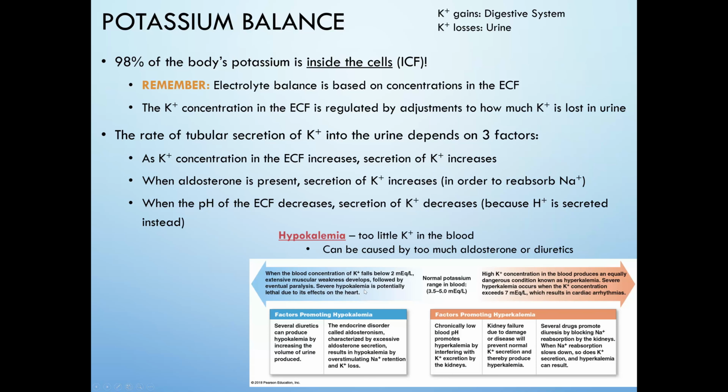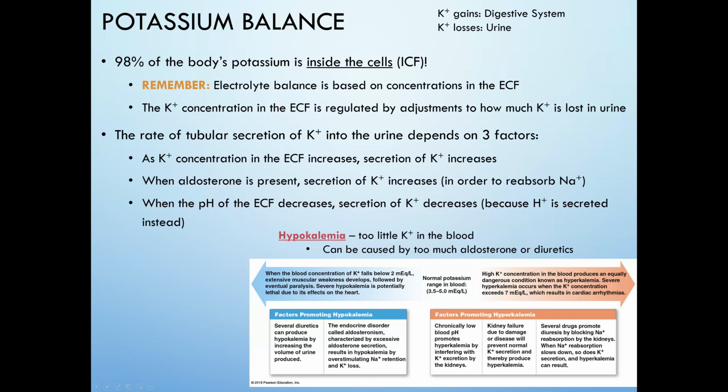So there are 2 main conditions that we have to worry about with potassium: hypokalemia and hyperkalemia. Hypokalemia is caused by too little potassium in the blood. This can be caused by too much aldosterone. Remember, aldosterone causes sodium retention and potassium loss, so too much aldosterone can cause you to lose too much potassium. And diuretics can increase the volume of urine you produce, and so that can inadvertently also cause you to end up with hypokalemia.